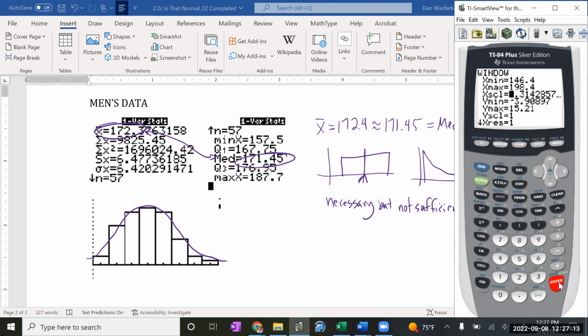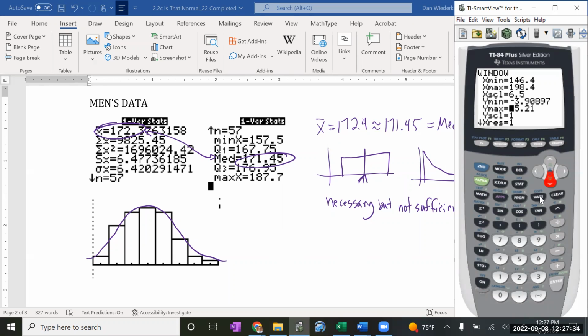198.4. Okay, now here's the really important part, the X scale. Because what the X scale does in a histogram is it sets the bin width. It determines how wide the bins are. And so I want that to be the standard deviation. So that basically I'll start at the minimum value and I'll go over a standard deviation for each bar. So I'm going to set that at 6.5.